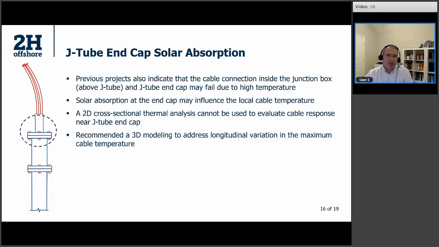So solar absorption at the end cap may influence the local cable temperatures, and in this case the 2D cross-sectional thermal analysis cannot be very useful to evaluate the cable response in this region. So it is recommended to have a local 3D model to evaluate the response at that location. It can be critical and you can see some failures. It's not discussed in this presentation, but that's something that needs to be considered.